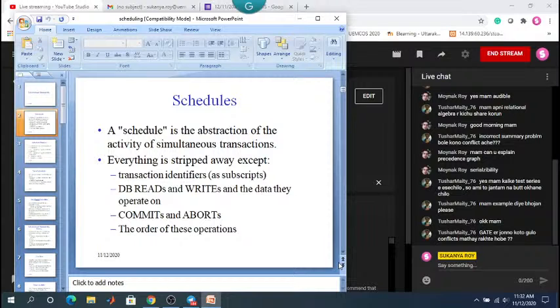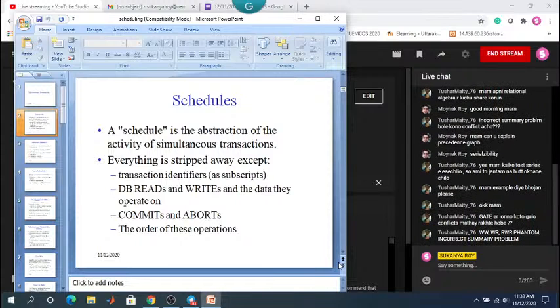What is scheduling? A schedule is the abstraction of the activity of simultaneous transactions. It means the overall sequence when I do simultaneous transactions. WW, WR, RW, yes, these are all the basic things: write after write, write after read, read write read. Phantom.